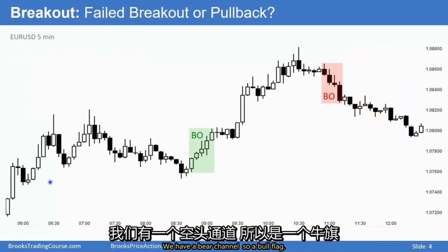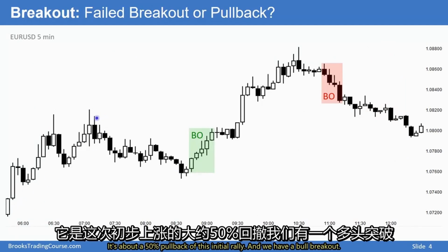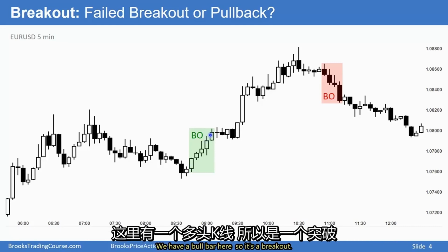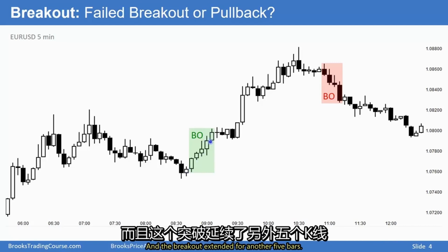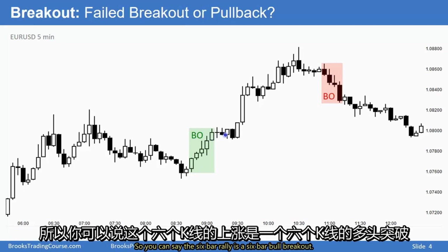We have a bear channel, so a bull flag. It's about a 50% pullback of this initial rally. And we have a bull breakout. We have a bull bar here, so it's a breakout. And the breakout extended for another 5 bars. So you can say the 6-bar rally is a 6-bar bull breakout.